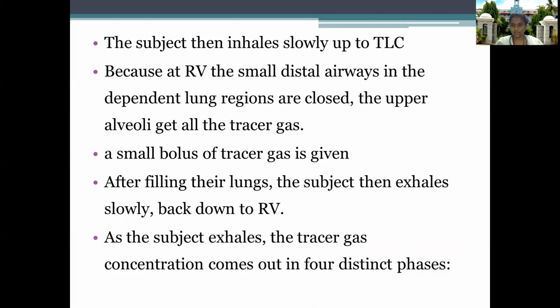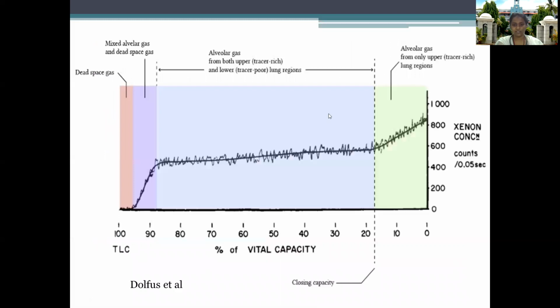When represented in a graph, we see that there were four distinct phases observed, phase 1, 2, 3, and 4 respectively. Here the graph shows different color shades representing phase 1, phase 2, phase 3, and finally phase 4. Phase 1 is the gas that comes out initially when the patient begins to expire. In this phase 1, we see that the tracer gas is almost zero because only the air from the dead space is coming out.